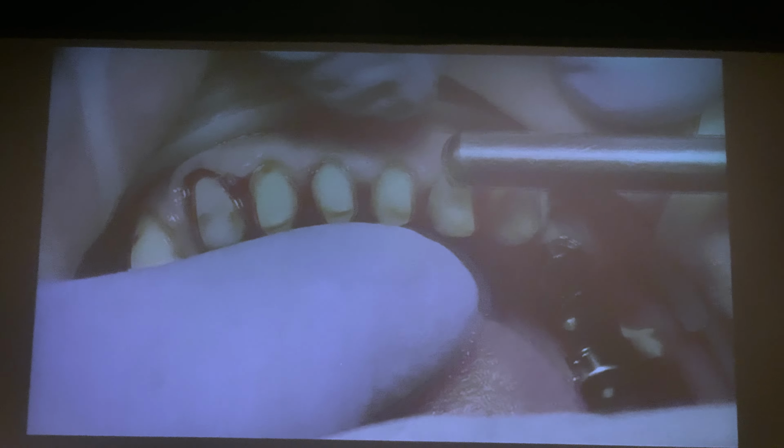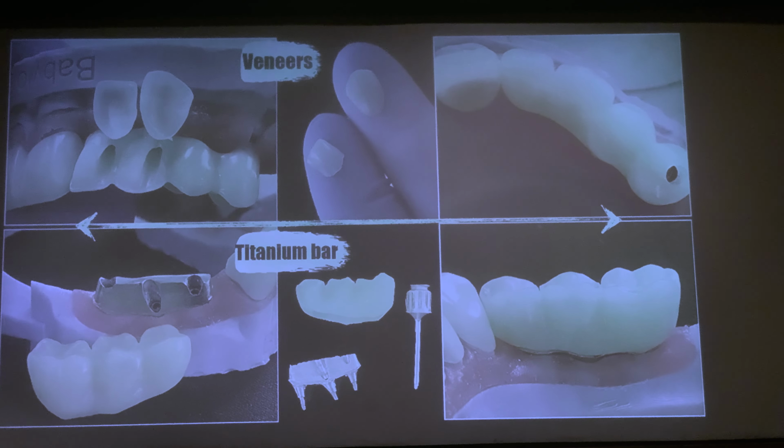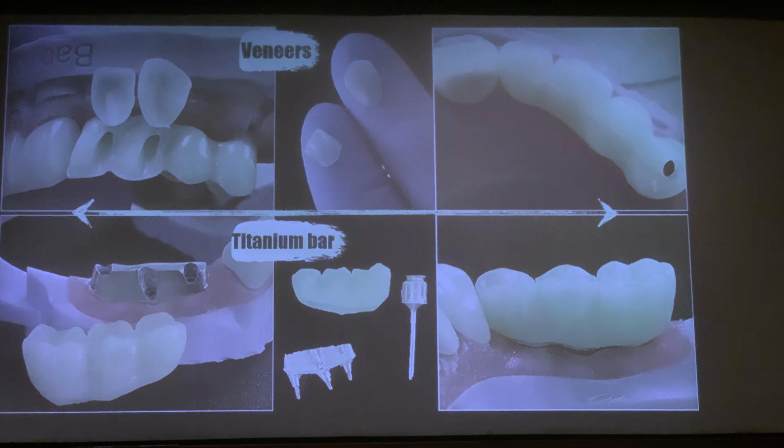This is the PMMA. And our plan was making two veneers, two lithium disilicate, cemented to zirconium core at the left side of upper anterior, just to make more aesthetic results. Also, fabrication of titanium bar for the lower posterior implant.